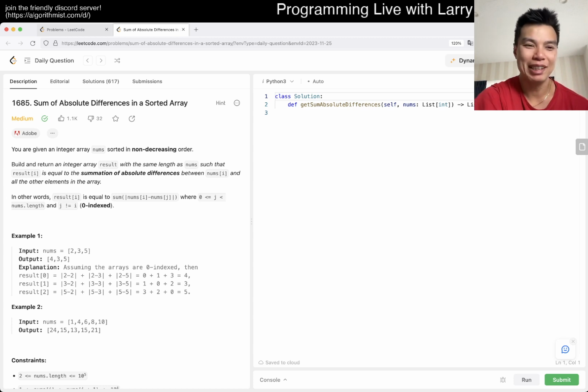But yeah, today's problem is 1685, Sum of Absolute Differences in a Sorted Array. Alright, so you're given a num sorted in non-decreasing order, build an integer.